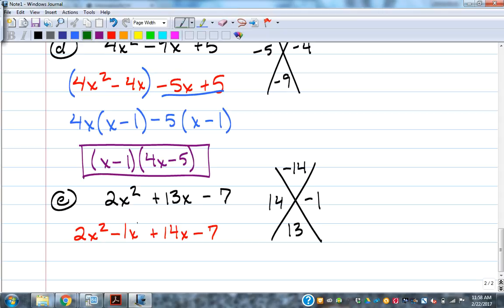Group. First two have x in common. Good. So that leaves, in parentheses, 2x minus 1. What do the second two have in common?